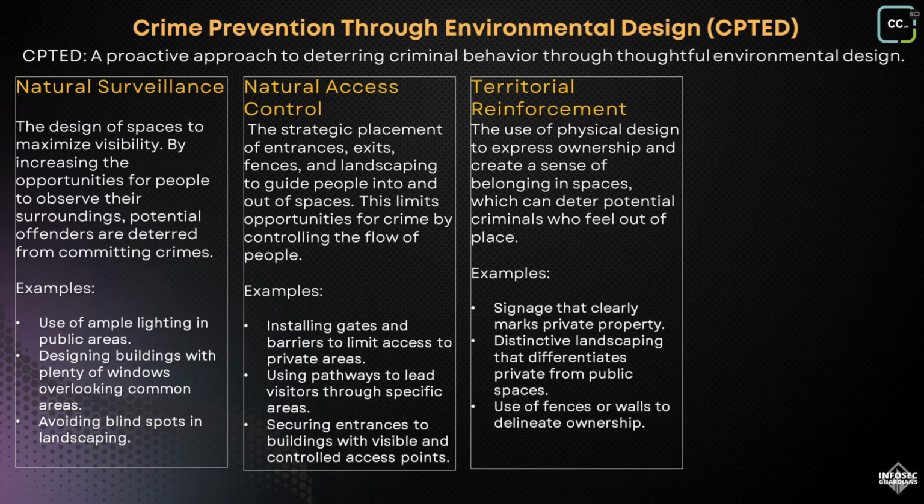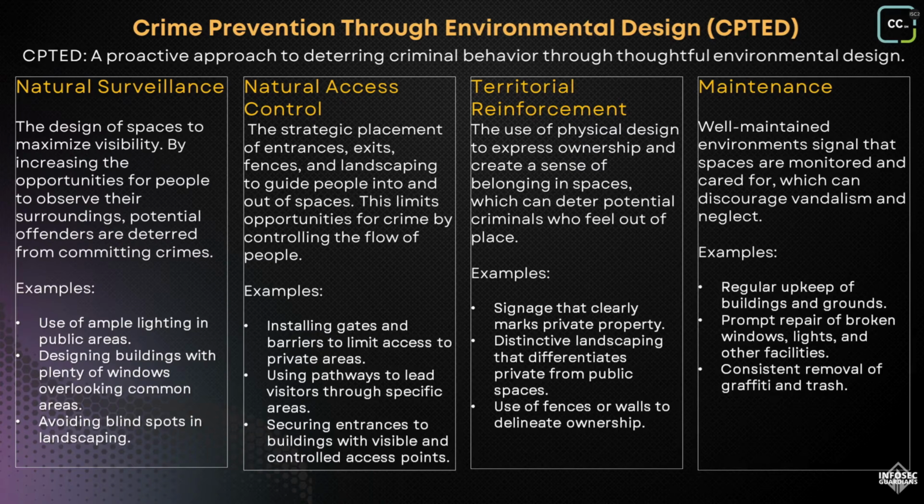Territorial reinforcement. The third principle is territorial reinforcement. This concept emphasizes the use of physical design to express ownership and define spaces. When an area looks cared for and clearly marked as someone's property, it discourages criminal activity because the space feels like it's being monitored. Examples include using signs to mark private property, distinctive landscaping to separate private and public areas, and fences or walls to delineate boundaries.